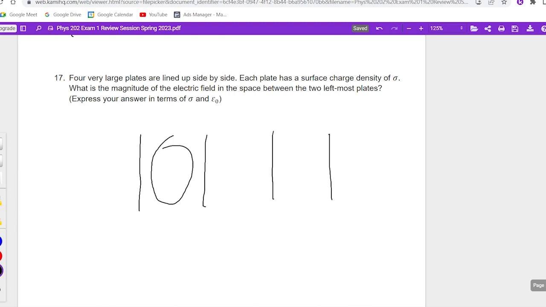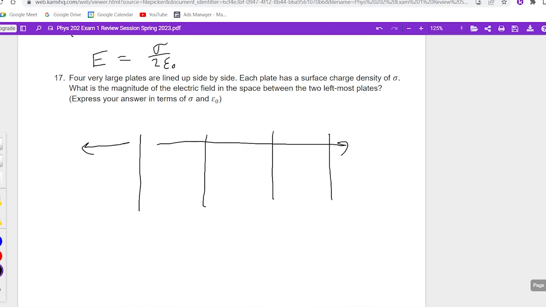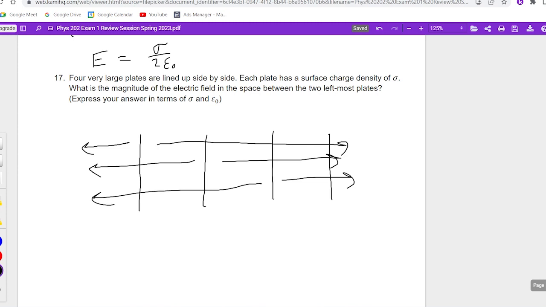So remember that we know the electric field from each of these plates individually. E is going to equal sigma over 2 epsilon naught for any of them. And just like how we talked about earlier in the lesson with superposition, if I think of one of these individually, I'm going to have field lines going both ways forever. And it's going both ways for all 4 of them. And what you need to know is that these arrows, these field lines, are going to add up.